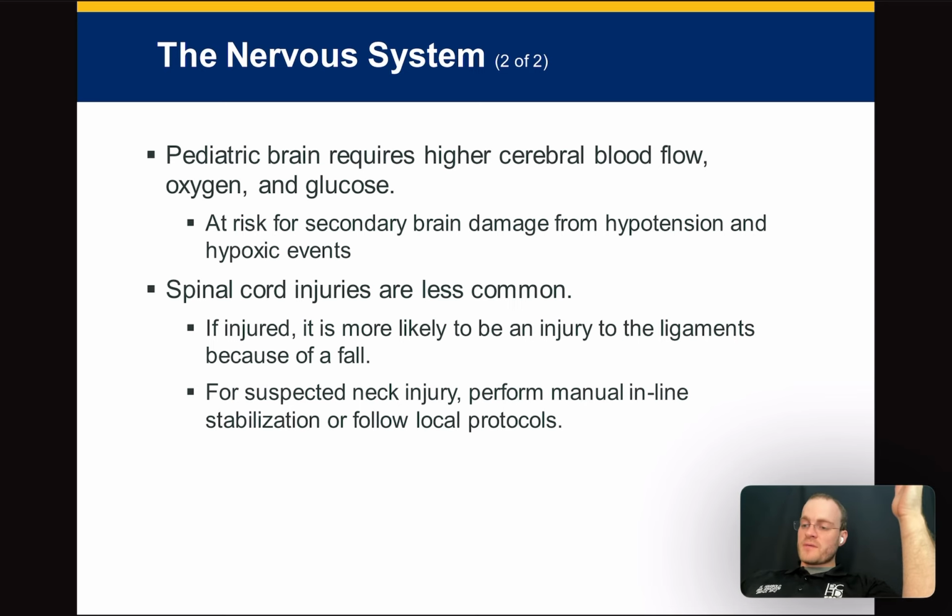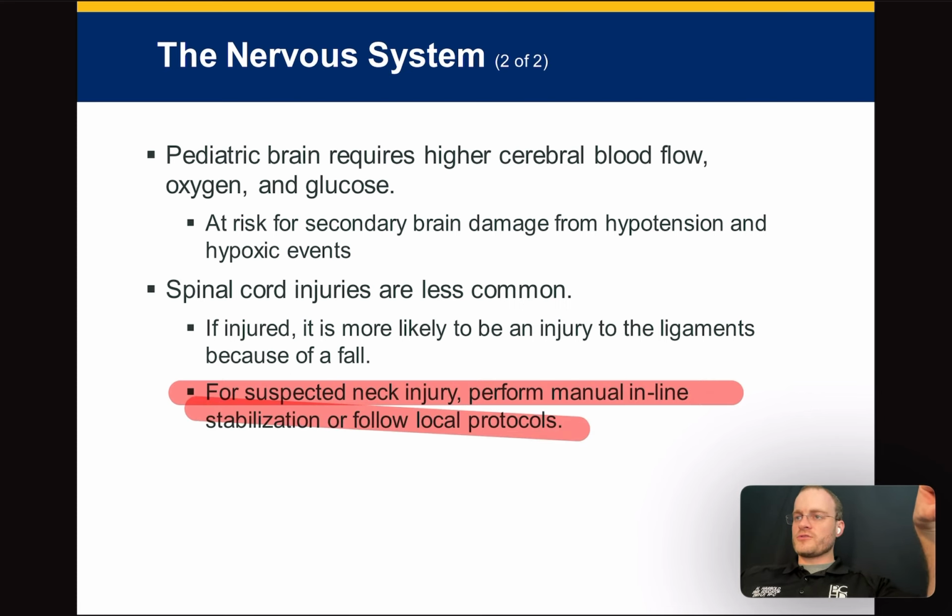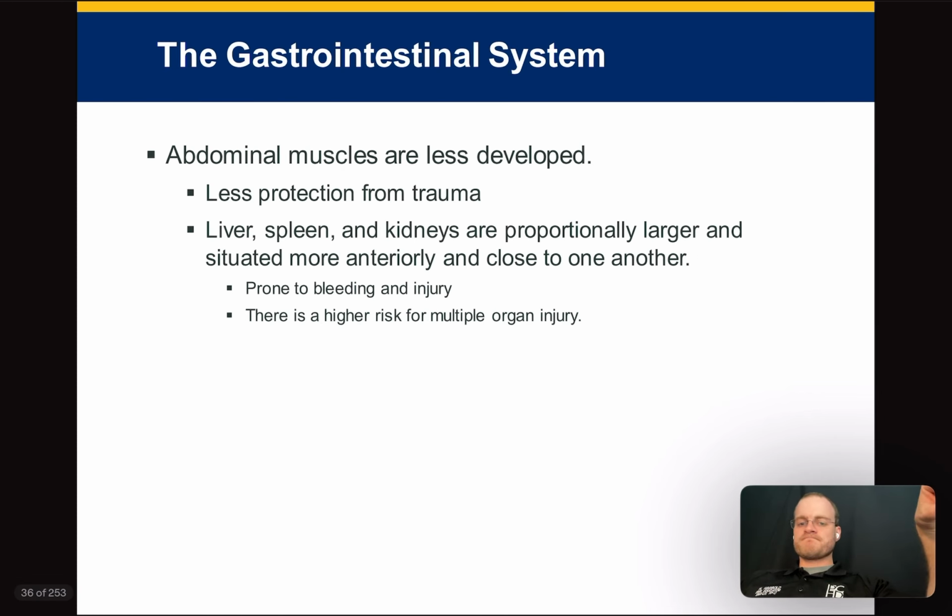A little kid falls, they may break a ligament or tear a ligament. Okay. So for children, it's the same thing. Manual inline stabilization, follow the protocols, whatever those are for your agency.